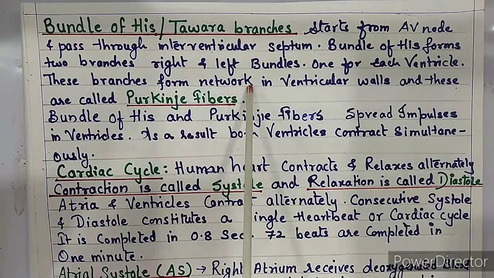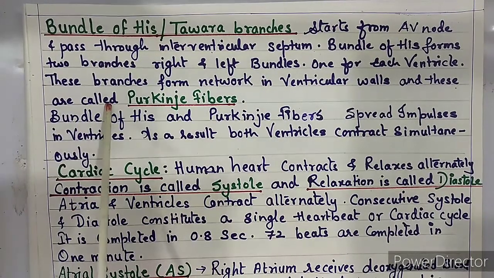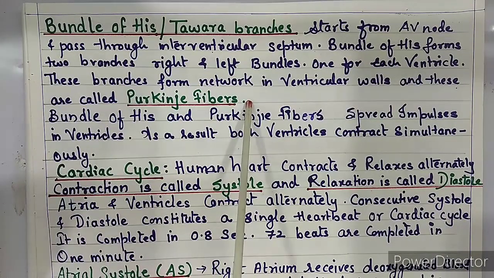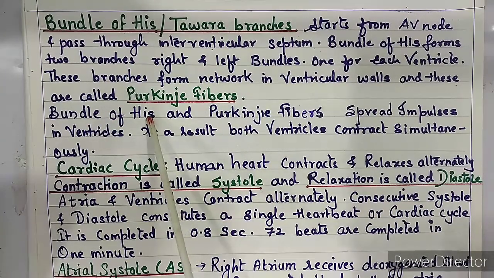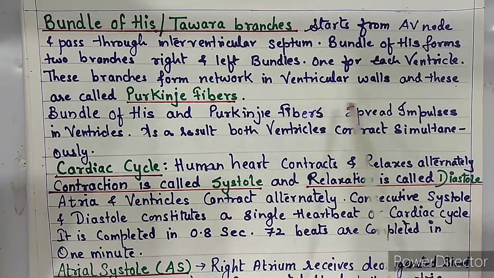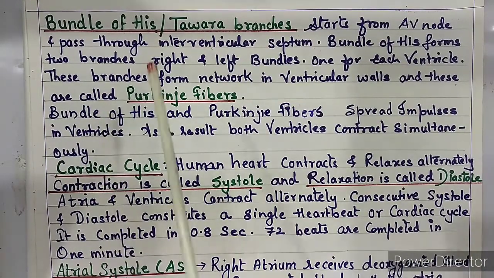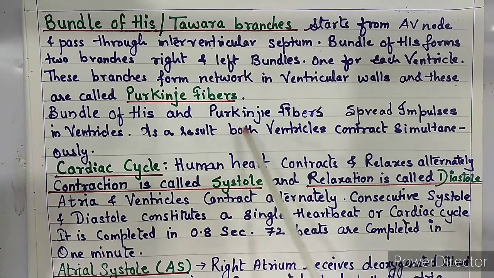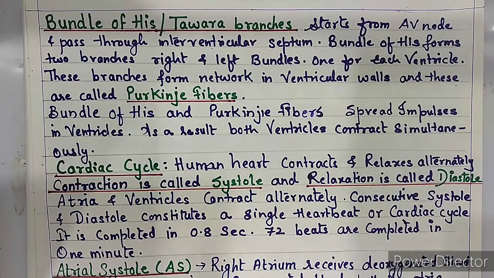They form a network of fibers in the ventricular wall, and these fibers are called Purkinje fibers. What are they called? Purkinje fibers. So the bundle of His and Purkinje fibers spread impulses in the ventricles. Their function is to spread impulses in the ventricles. As a result, both the ventricles contract simultaneously.